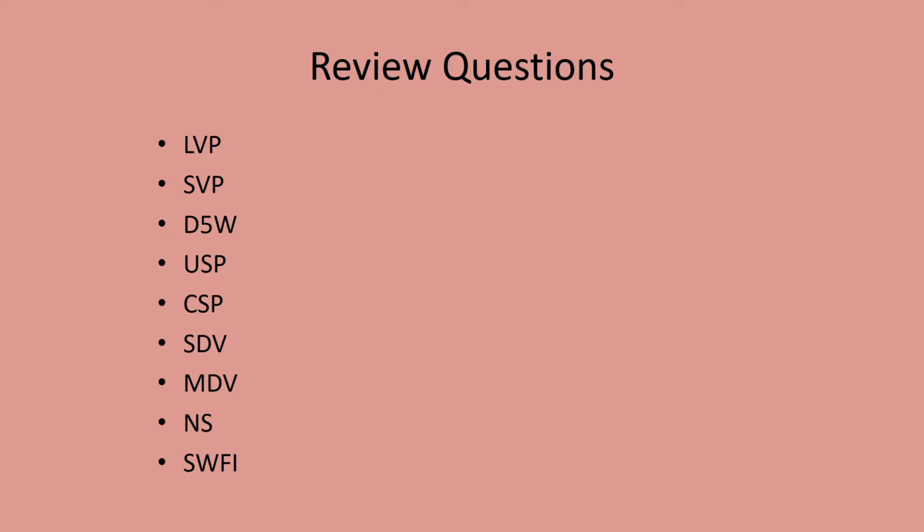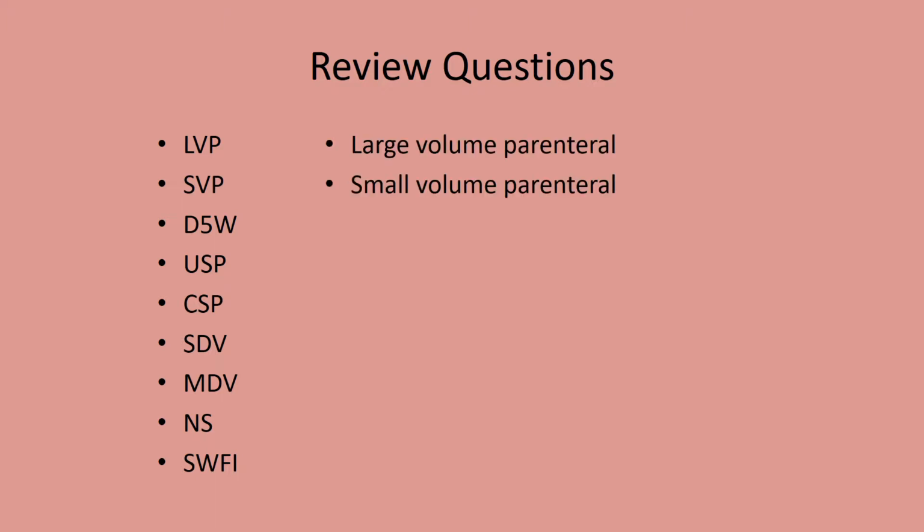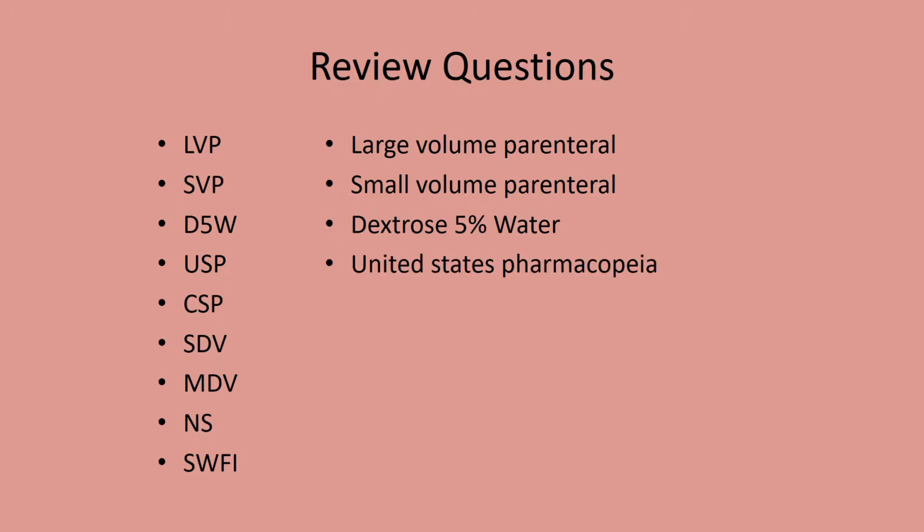All right, some definitions. Let's see if you guys recall these terms. LVP, SVP, large and small volume parenterals. D5W, dextrose 5% W, and remember that is isotonic. USP, United States Pharmacopoeia, just like an encyclopedia, but for drugs, so pharmacopoeia. CSP, everything must be labeled as such if it's sterile.